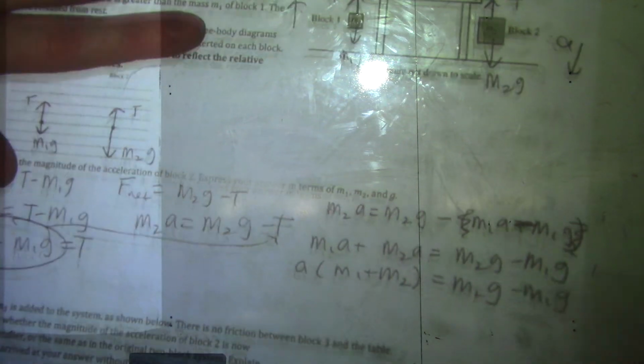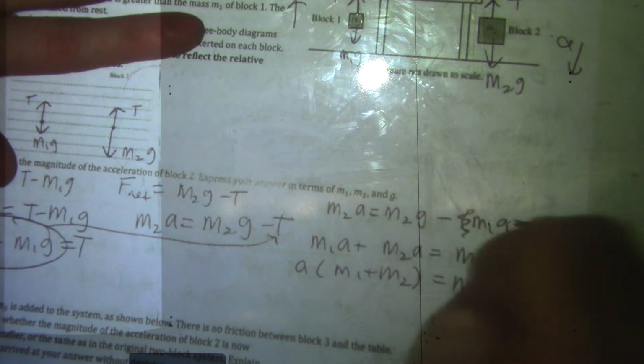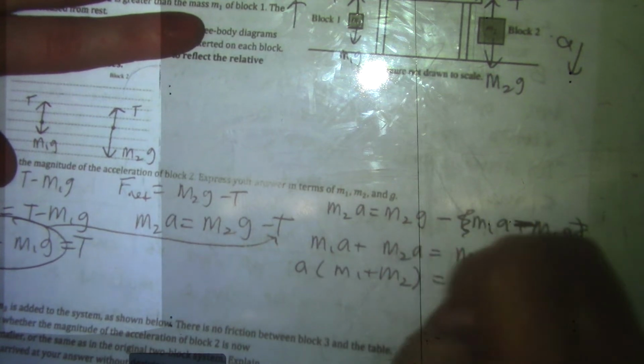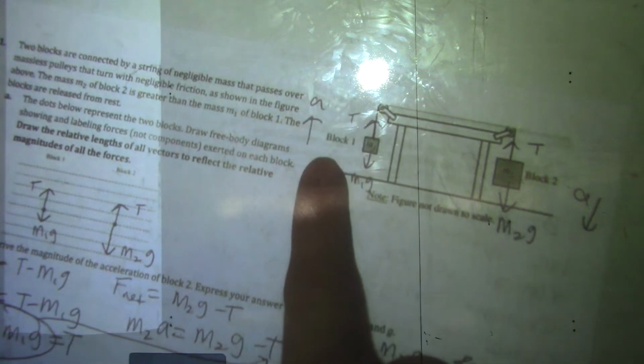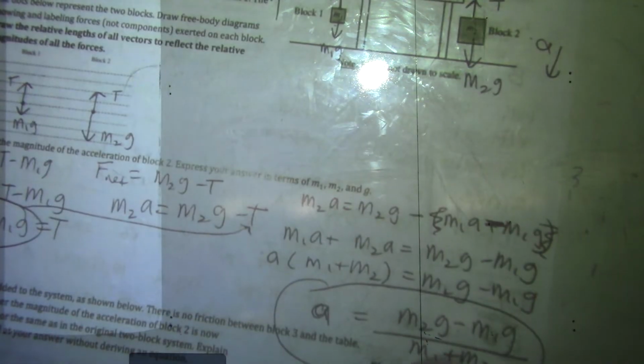Alrighty. And then just divide that over. So M2G minus M1G all over M1 plus M2. And we should always think, does this make sense? So M2, but going against this guy's weight, right? So these should be subtracting, and then over the total mass, M1 and M2.